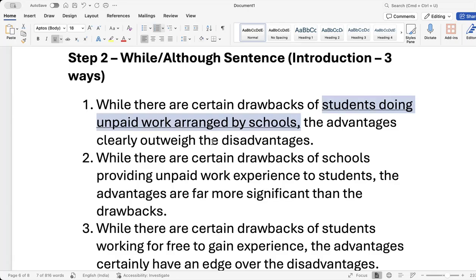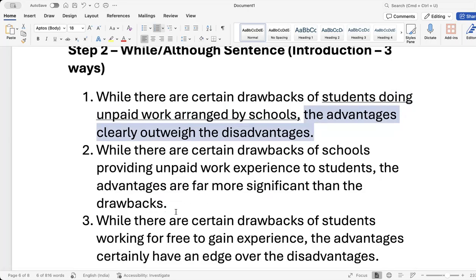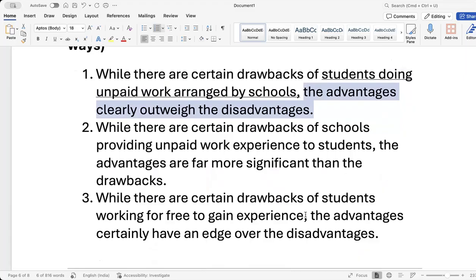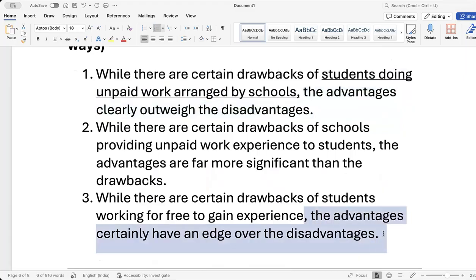The advantages clearly outweigh the disadvantages, and then you write the opinion. Again, a little bit of paraphrasing: while there are certain drawbacks of schools providing unpaid work experience to students, the advantages are far more significant than the drawbacks. Another way of saying this: the advantages clearly outweigh the disadvantages. The advantages are far more significant than the drawbacks. Another way: the advantages certainly have an edge over the disadvantages.